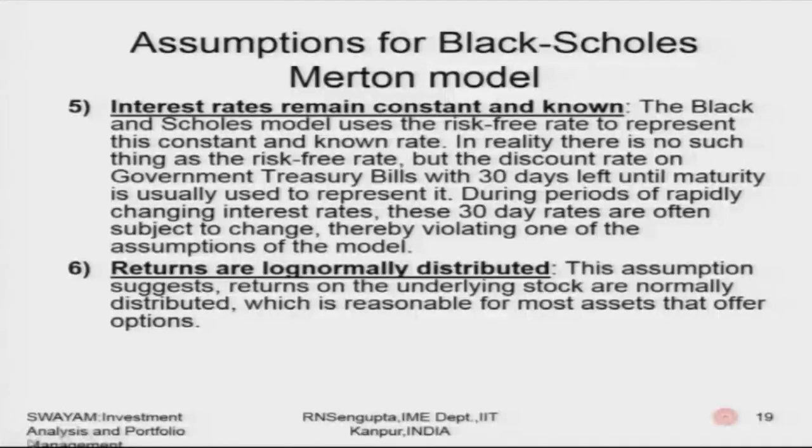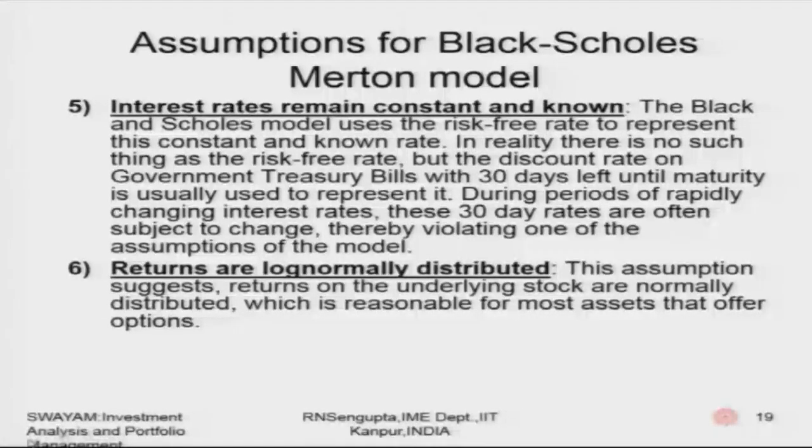The Black-Scholes model uses the risk-free interest rate, which is RF, rate of return or that consideration which you have done. In reality, there is no such thing as a risk-free rate. But the discount rate on government treasury bills with 30 days left until maturity is usually used to represent it and do the calculations. During periods of rapidly changing interest rates, these 30-day interest rates are often subject to change, thereby violating one of the assumptions of the model.